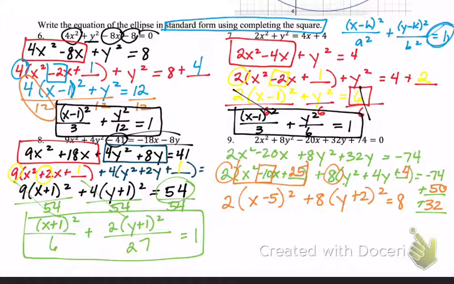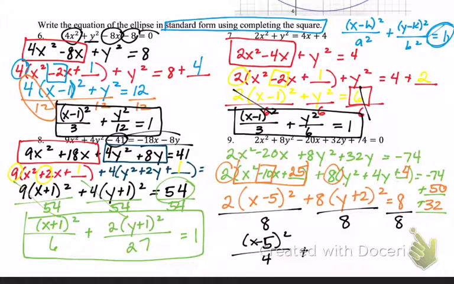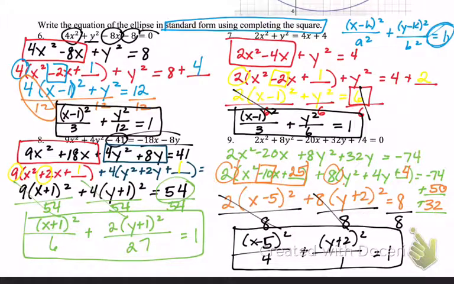Then I'm going to divide everything by 8. And you get x minus 5 squared over 4 plus y plus 2 squared over 1 equals 1. And then you are finished.